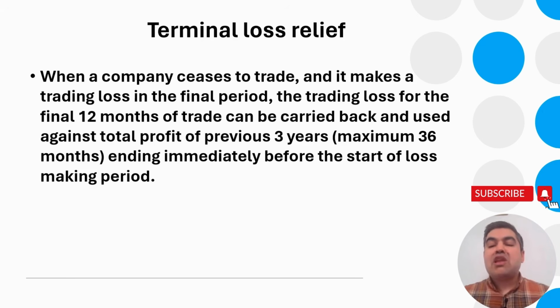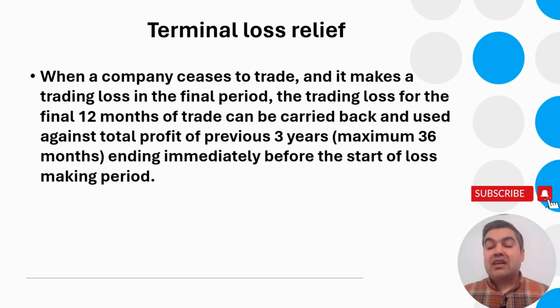So it means the final 12 months losses, if the business ceased to trade, this is called cessation. If there is a loss in the final 12 months, that loss can be carried back and used against the total profit of the previous 3 years or 36 months, ending immediately before the start of the loss making period. So I will show it to you with an illustration.